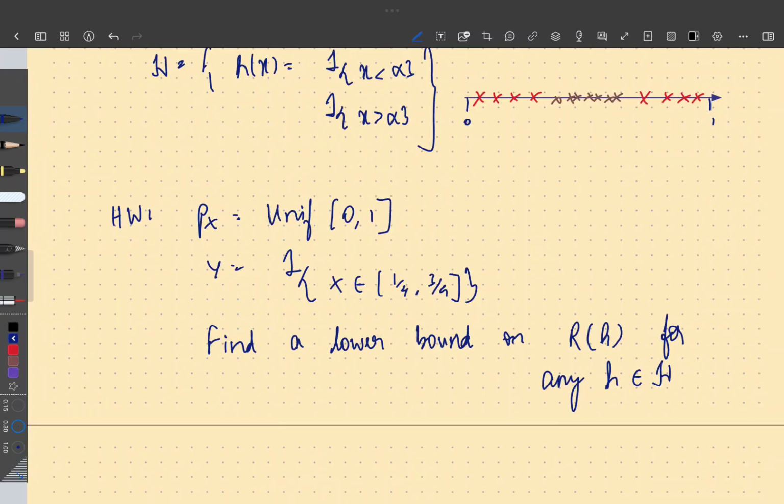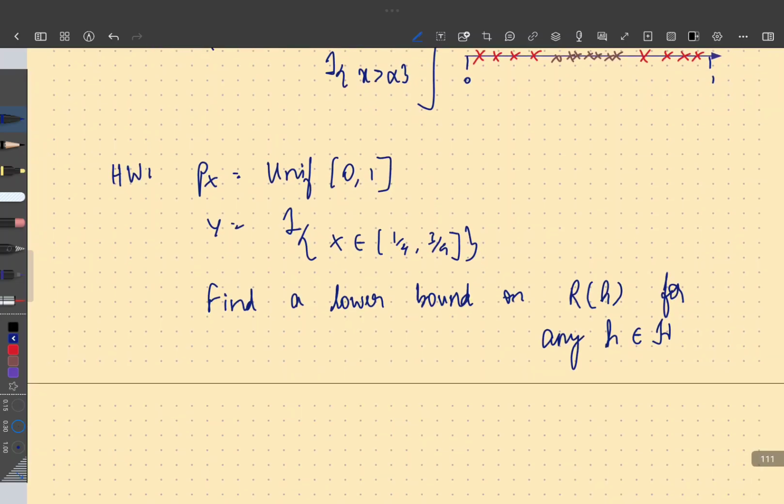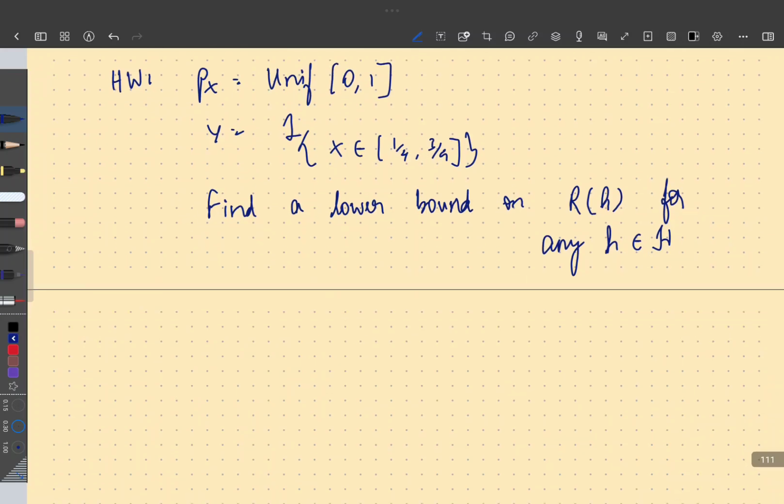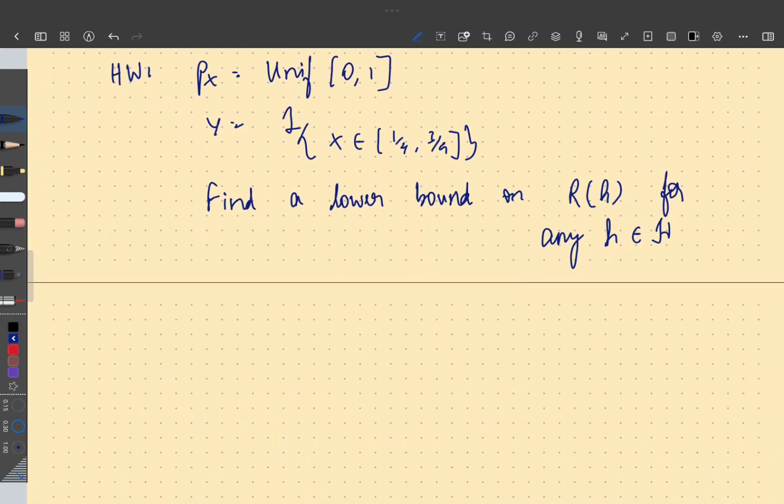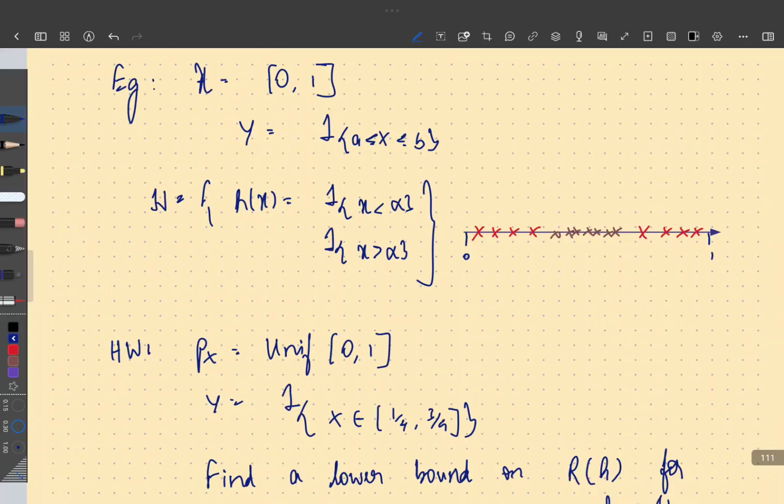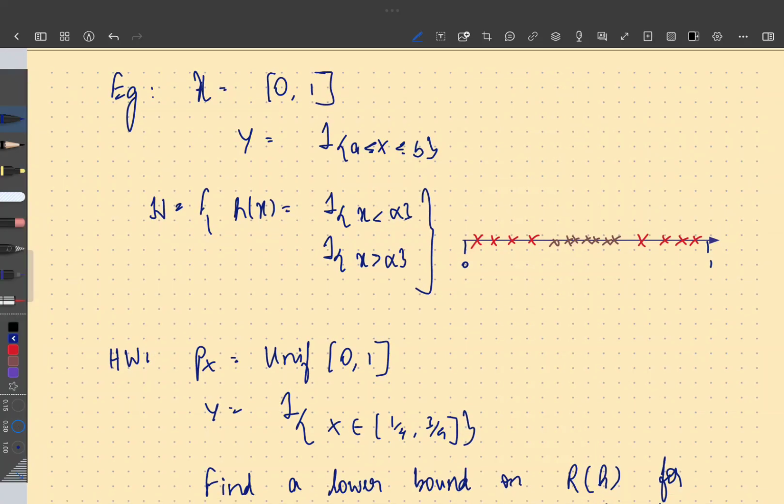In particular, I want you to show that the generalization error for any linear classifier is lower bounded by a constant. So no matter how many additional samples you get, the generalization error can never be driven down to 0. This is the case even though there is a simple classifier, a non-linear classifier, that actually achieves 0 generalization error, right?